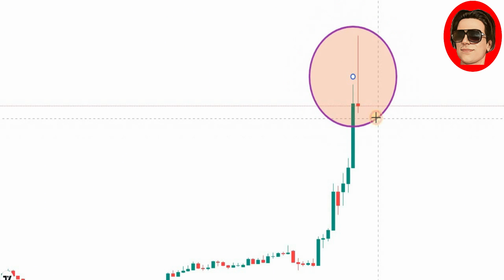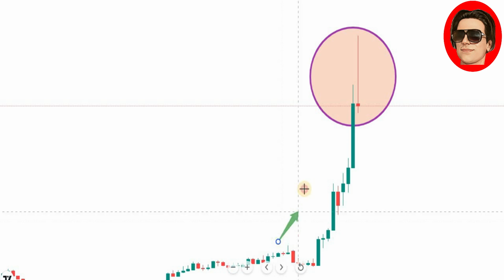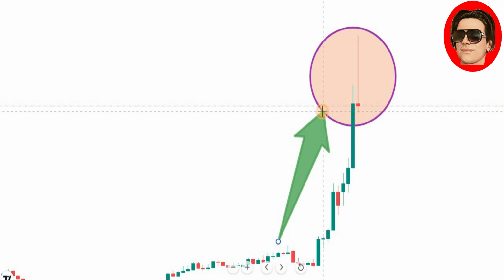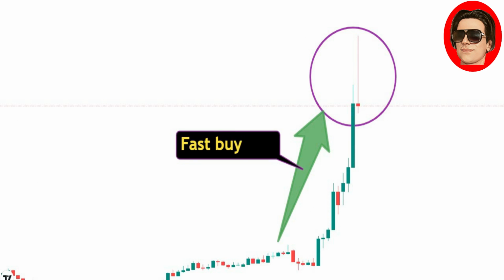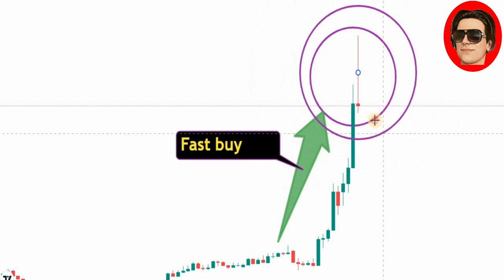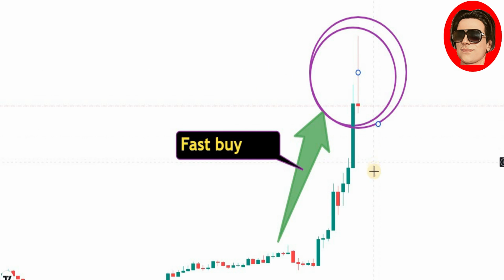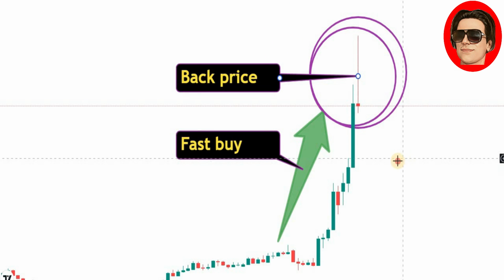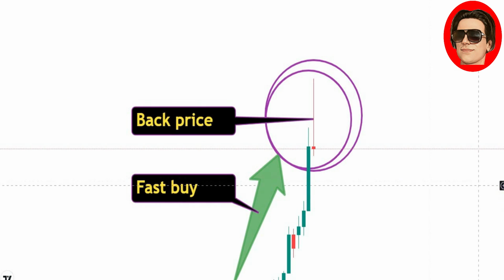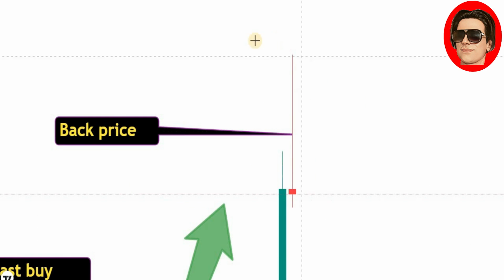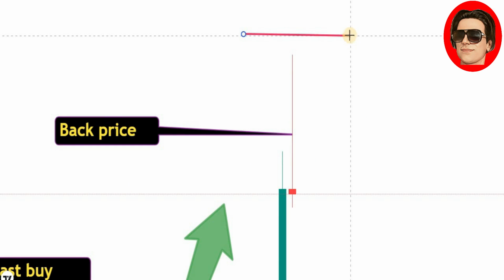Look at this point. Have a lot of orders, fast buy after fast buy. Yes, this point is a return price. Back candle. Yes, this point is a back price.